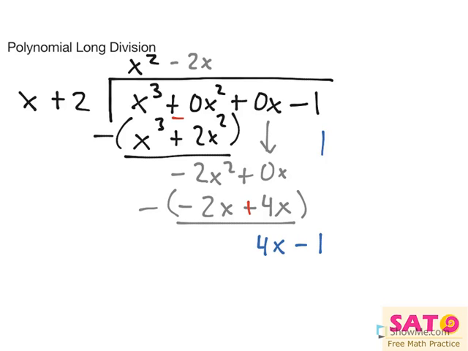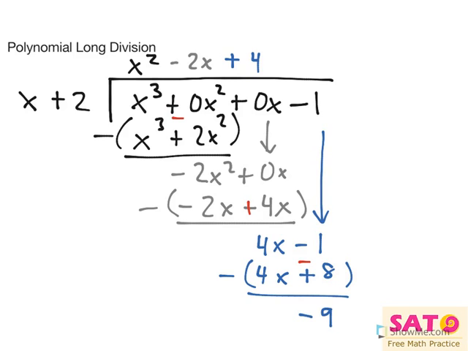4x minus 1, and finally we'll do that one more time. We'll get x times what equals 4x, that's plus 4, and 4x plus 8. Subtract, almost done, and we would get negative 9 as our remainder. So we would write this as x squared minus 2x plus 4 plus a remainder of negative 9 over x plus 2. And that's our final answer.